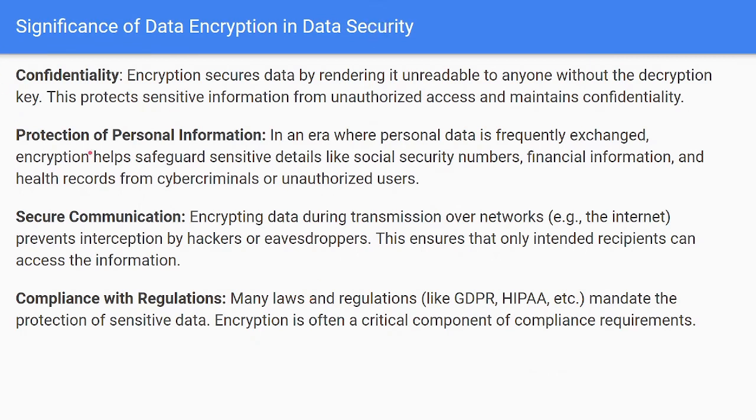Then, what is the significance of data encryption in data security? Number one, confidentiality. Encryption secures data by ensuring it's unreadable to anyone without the decryption key. Confidentiality means that this information we want to be confidential. We don't want information to be for everybody. It's sensitive information, right? So encryption will ensure that even if somebody has access to it, it is unreadable. Without the decryption key, the information is unreadable, which ensures confidentiality.